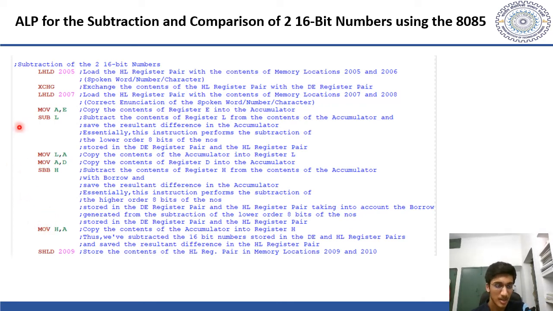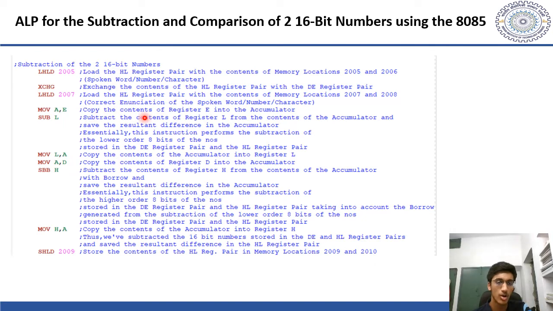In order to do the same, first of all, we would be performing the subtraction of the lower order 8 bits of the two 16-bit numbers, and whatever borrow is generated from the subtraction of the lower order 8 bits is going to be passed on, and then this particular borrow is going to be utilized in the subtraction of the higher order 8 bits of the two 16-bit numbers. This is finally going to result in our 16-bit number subtraction.